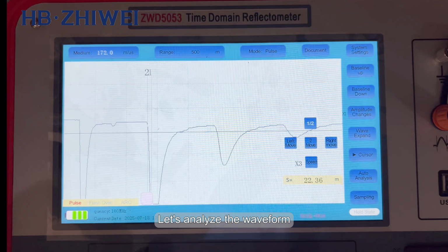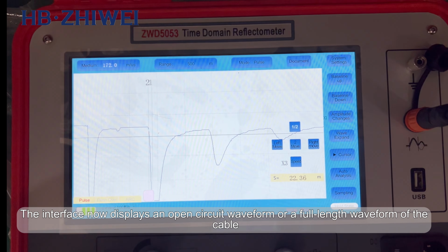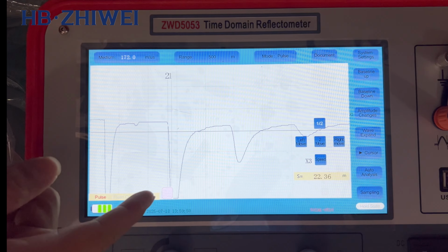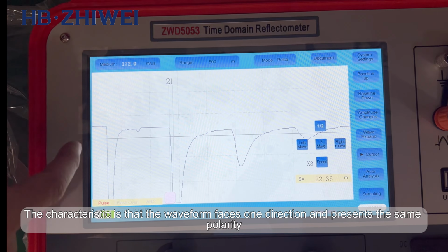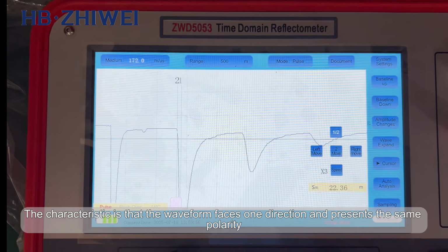Let's analyze the waveform. The interface now displays an open circuit waveform, or a full-length waveform of the cable. The characteristic is that the waveform faces one direction and presents the same polarity.